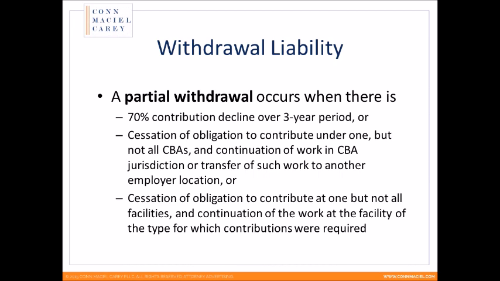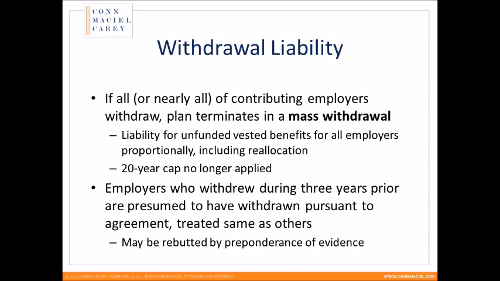These are known as a CBA takeout or a facility takeout. They're spelled out there on the slide. It's where you cease to have an obligation to contribute under one but not all of your CBAs, and you continue to do the work that was performed under that CBA or transfer it to a different location. Or if you shut down one facility and continue, if you stop having an obligation to contribute at a facility, but you're still continuing the work for which you previously contributed at that facility. That's a facility takeout. So those are the ways you can trigger a partial withdrawal. There's also something known as a mass withdrawal.